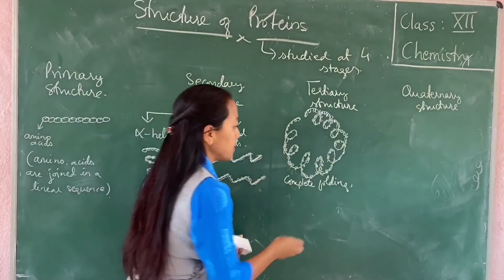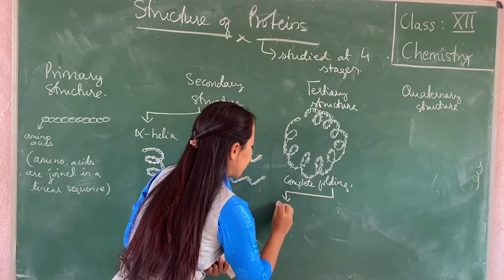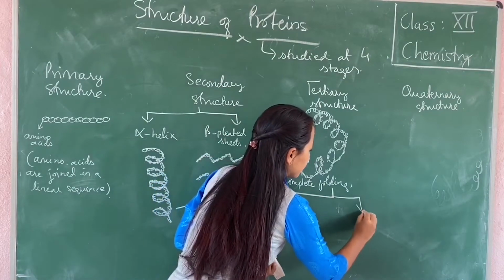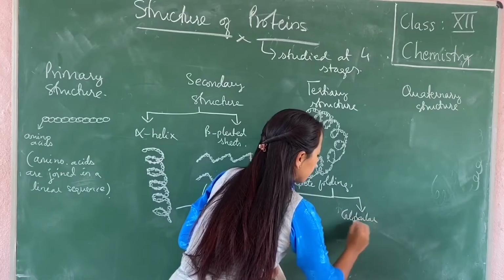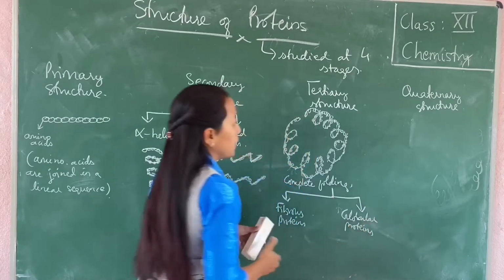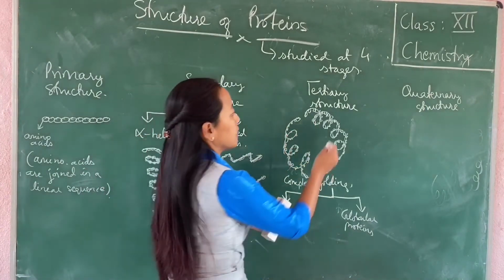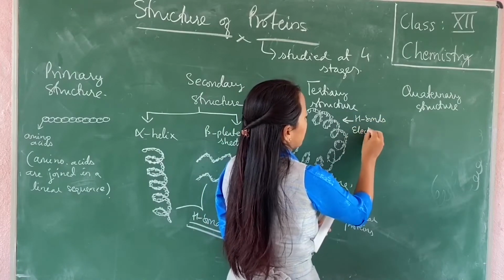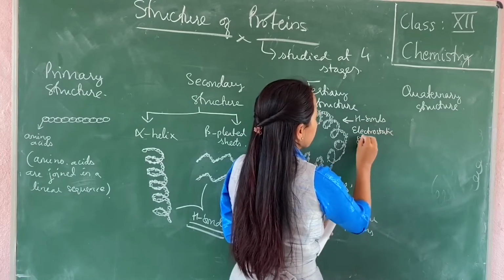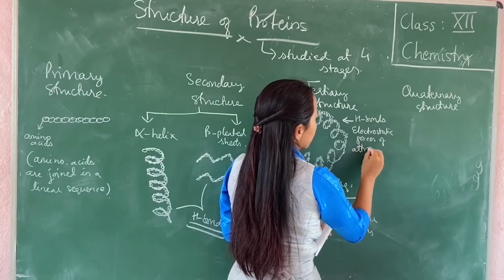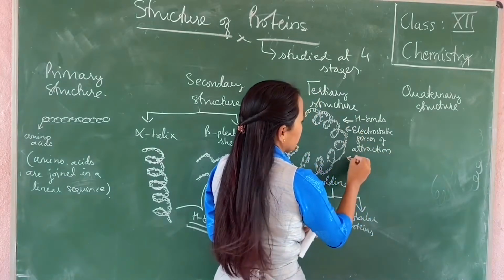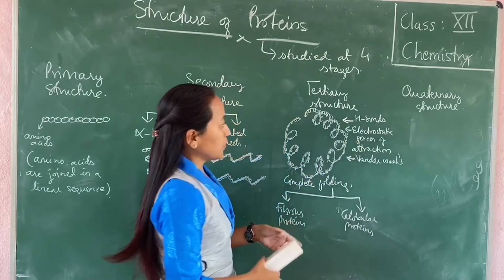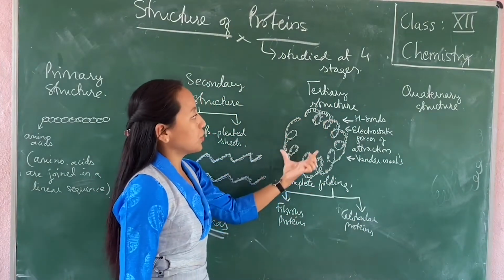And it is of two types. The first one is the fibrous proteins, and then you have the globular proteins. Now the interactions involved in tertiary structure are hydrogen bonds, then there are electrostatic forces of attraction, and also van der Waals forces are involved. So these are some of the interactions which are involved in the formation of tertiary structure.